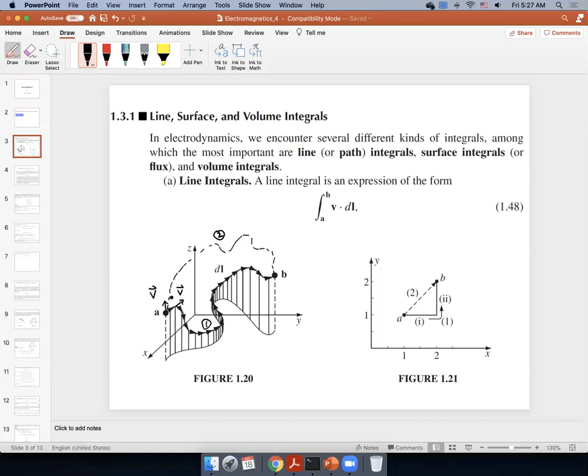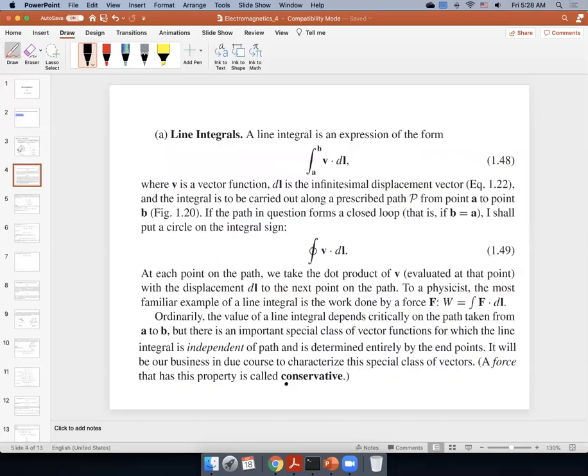So when you choose a different path of integral from A to B, your result could be quite different. But sometimes for some functions, it might be the same. So the line integral for some functions, it might be independent from your path. It only depends on your starting and finish points. So in that case, we call that function conservative.